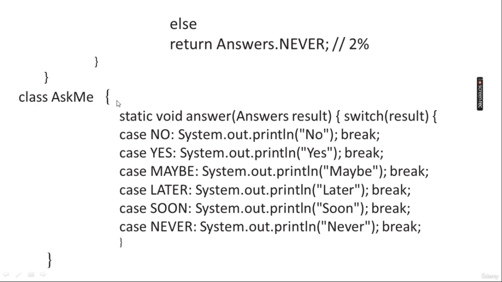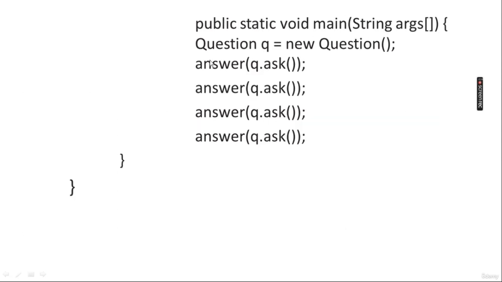Now in a class Ask, static void answers(result). Switch on result. No will print no, then yes, maybe, later, soon, and never. Same, we are calling the values in the same way. Question q is equal to new Question, creating an object of class Question, and then passing that call to the answer method, and we are displaying the output. Okay, so the output will be the same, meaning the output will be random as in the previous example.